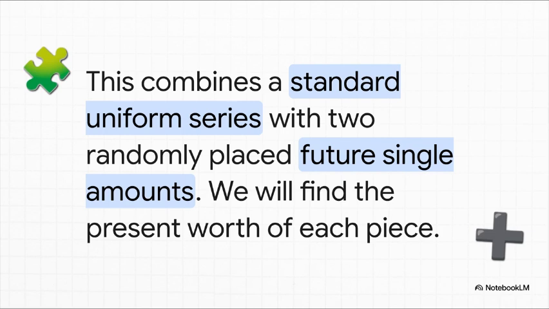The secret to a problem that looks complicated like this is just to break it down into simple pieces. We really have 3 different things going on. We have the 20-year annual series, we have a single payment in year 6, and we have another single payment in year 16. The game plan is simple. Find the present worth of each of those 3 things on their own, and then just add them all up.